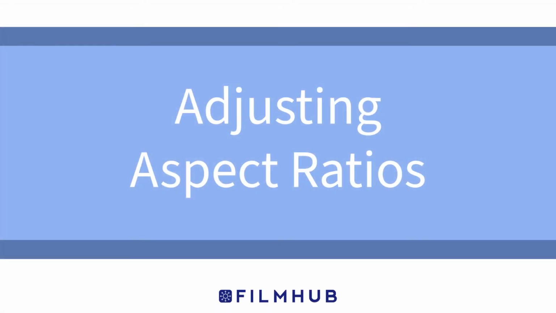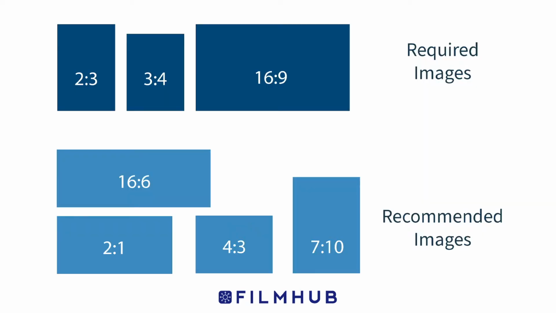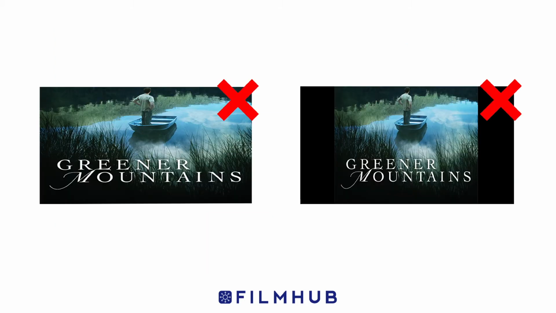In this video, I'm going to explain how to adjust the aspect ratio of your images. Filmhub requires 2x3, 3x4, and 16:9 images, but we recommend that you submit images with other aspect ratios as well. Some filmmakers don't have material that fits these requirements, and they try to fix that by stretching the image or adding bars to the sides. The results do not conform with the quality standards of our partners, so we cannot accept images like these.